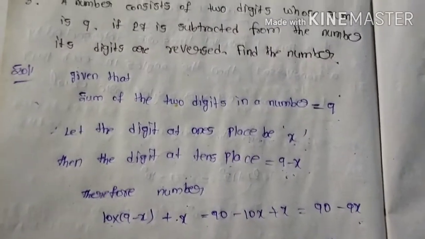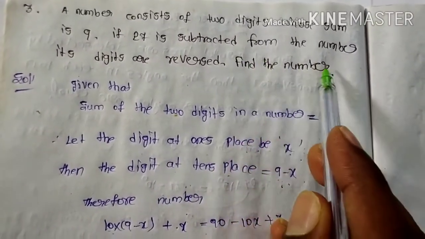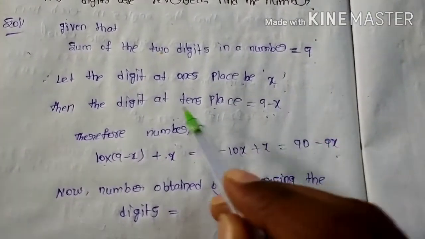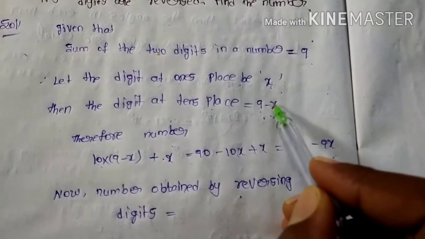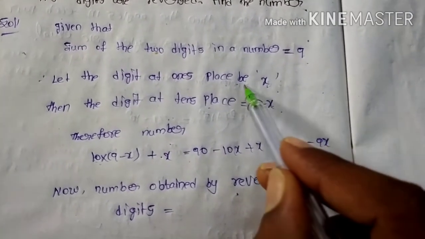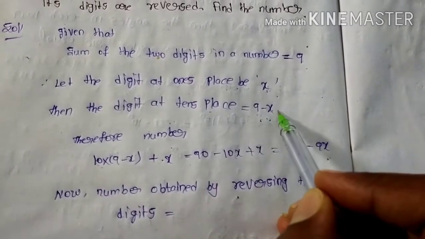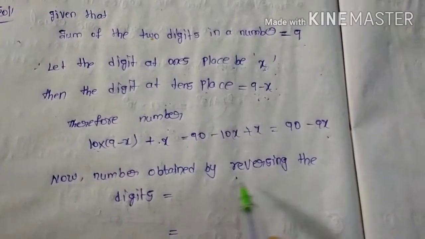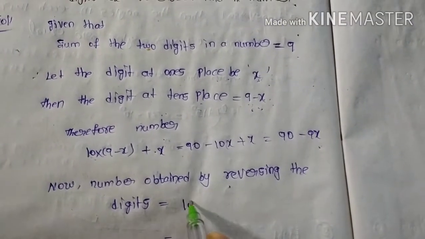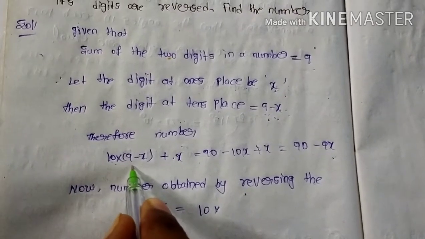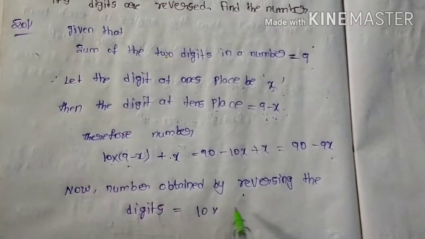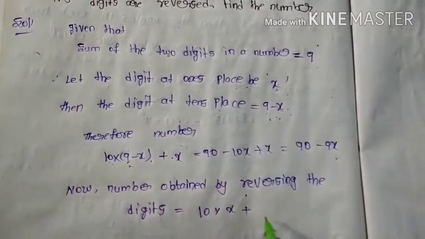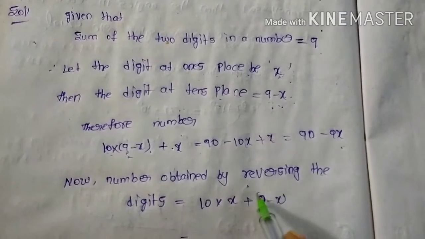Already given that if 27 is subtracted from the number, its digits are reversed. Here the ones place digit is x, and the tens place digit is 9 minus x. If the digits are reversed, the ones place digit will be 9 minus x and the tens place digit will be x. So the number obtained by reversing the digits is 10 into x, since x is now in the tens place, plus 9 minus x in the ones place.